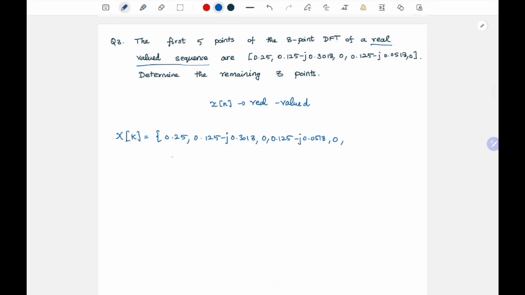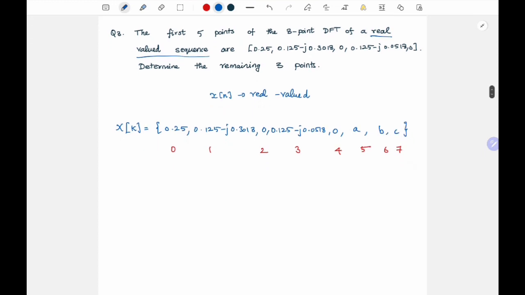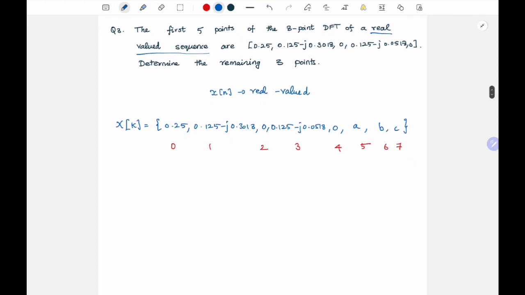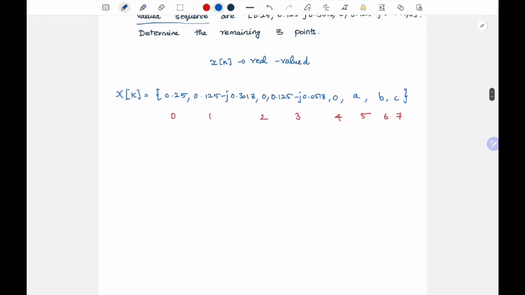In terms of the indexes, it will be 0, 1, 2, 3, 4, and we need 5, 6, 7 to make it an 8-point DFT. So I will call them A, B, and C. So this will be my x of k. Now I need to find A, B, and C, and the only information given is that my x of n itself is real valued. So let us try to see what information we can get out of it.